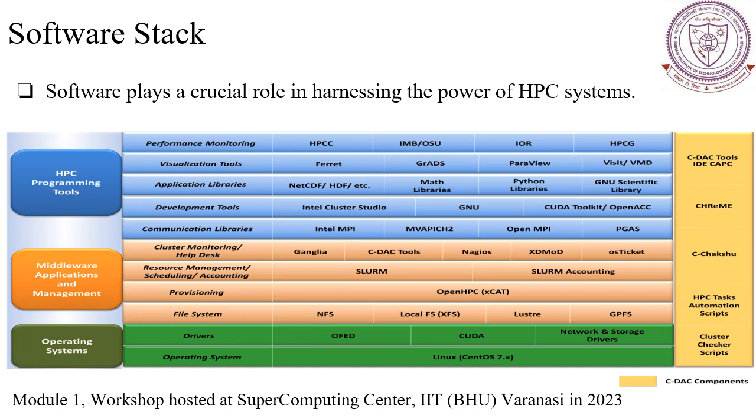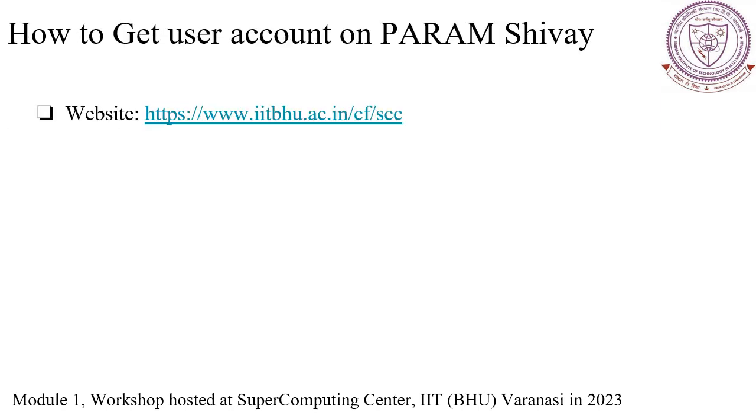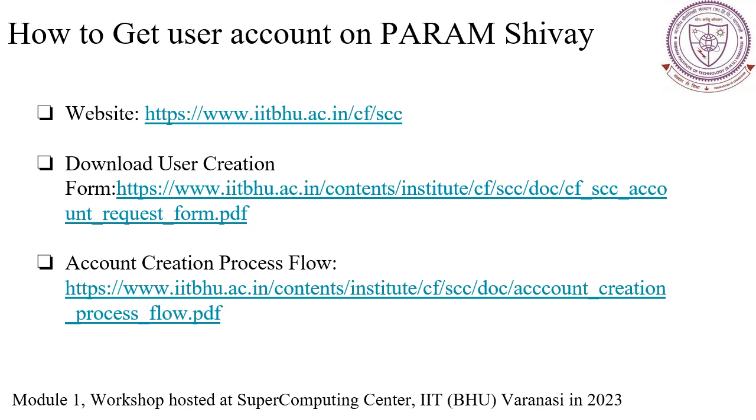Then we will see how to get your user account on PARAM Shivay. First, visit the website of IIT-BHU.ac.in. Go to the SCC section, where you will be able to see the user account creation form. Download this form, fill in the form, and after filling it in, submit the form to the SCC admin. When you submit the form, they will create an account and give you a user ID and password.